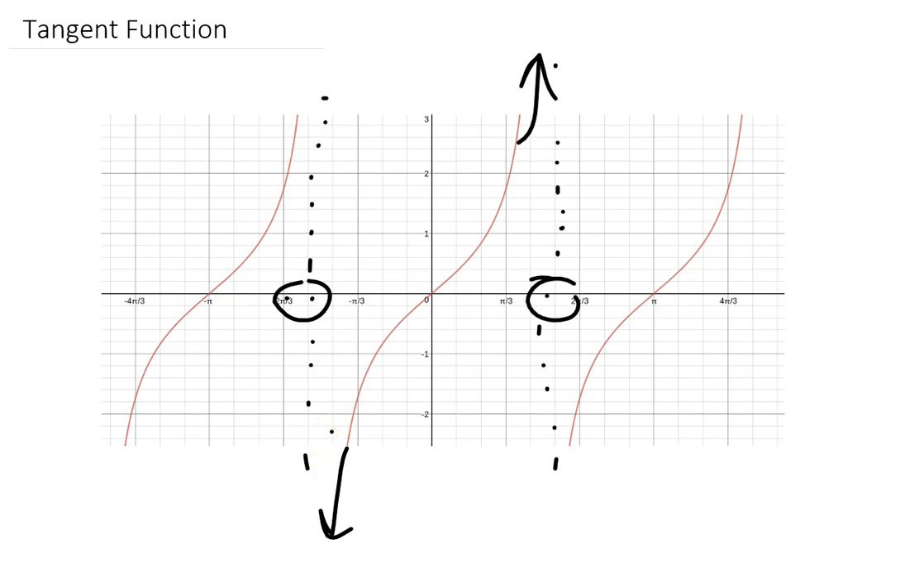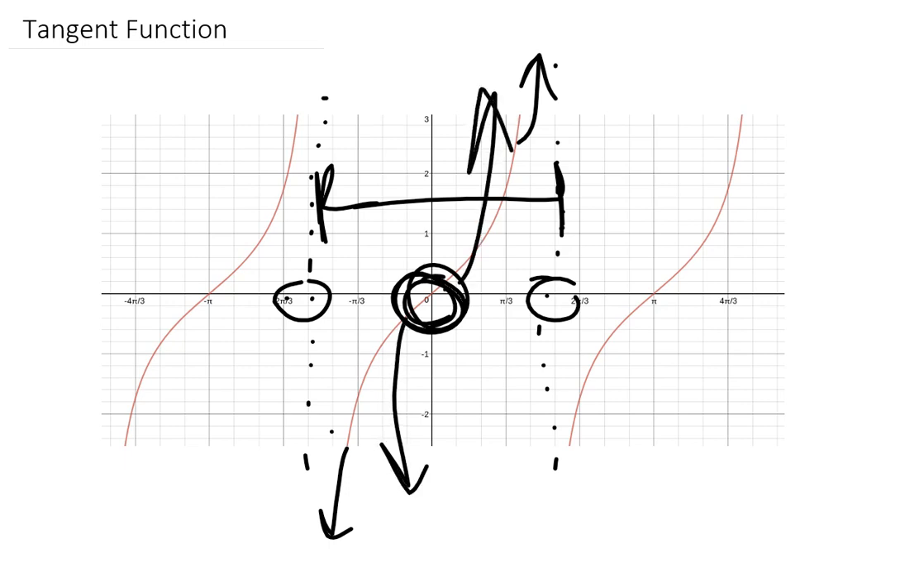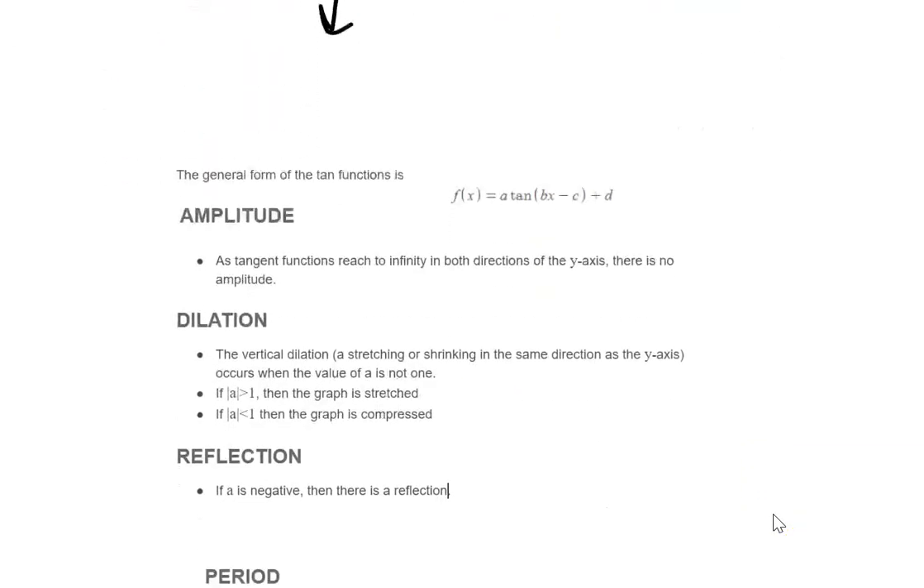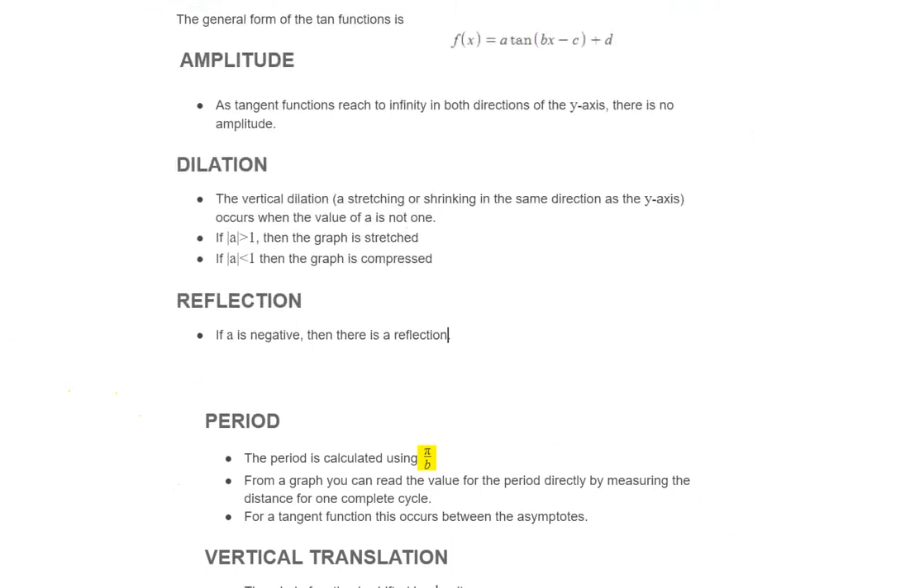So what we need to do is find the distance or the period between these 2 asymptotes. We've got to be able to find this central location here, and we've got to understand how quickly or how slowly these tangent functions are approaching infinity. So the general form of our tangent function is a tangent of bx minus c plus d. We have the same variables a, b, c, and d here.